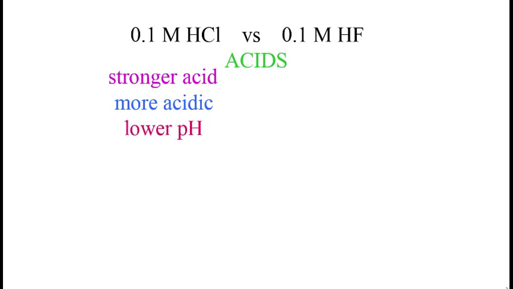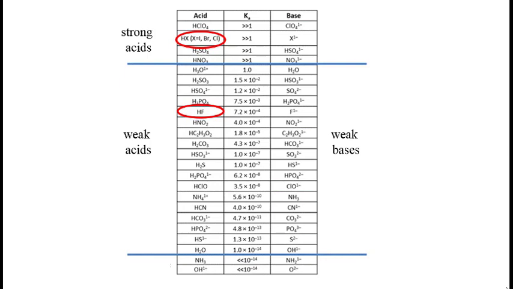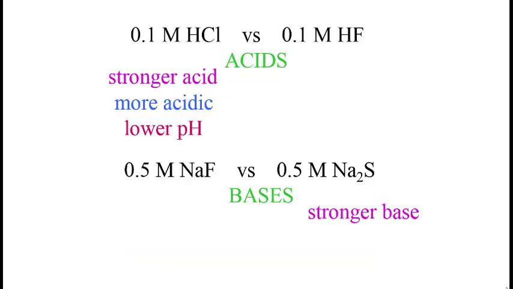Next, we have a comparison of 0.5 molar NaF and 0.5 molar Na2S. They're both bases and at the same concentration, but again, strength can play a role here. We find the fluoride ion and the sulfide ion in this section of the chart for weak bases. But we're reminded that bases get weaker as you go up the chart, so sulfide is the stronger of the two bases. Since sulfide is the stronger base, we can think of that solution as being more basic, and a more basic solution will have a higher pH.